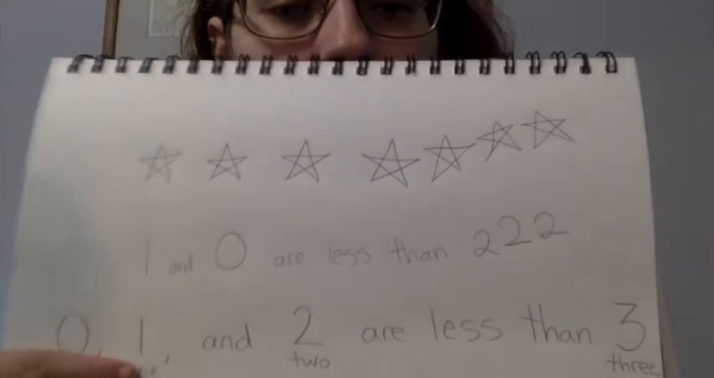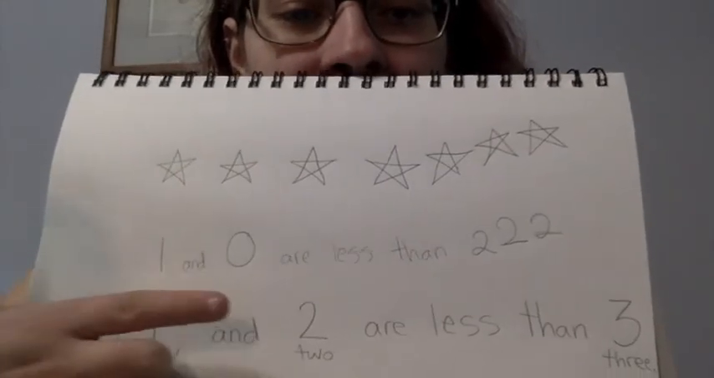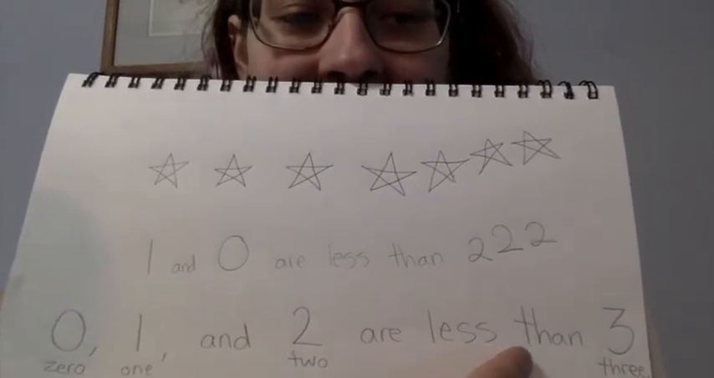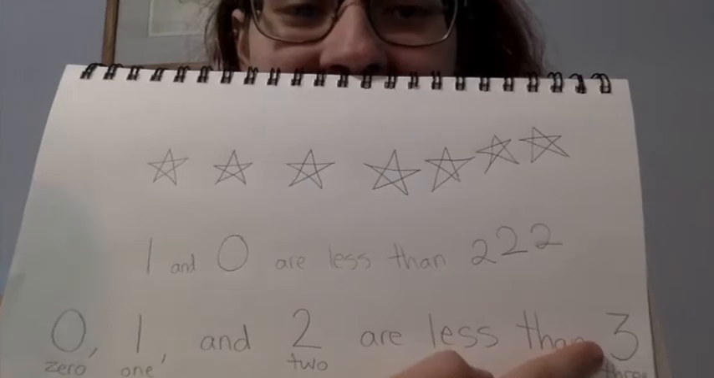0, 1, and 2 are less than 3. Okay. I'm going to give you a really big number. Find a number for me that is less than 5. Oh, I'm going to give you some time to think about this. And if you want to find all of them, you can always write them down yourself because I don't think we have that many fingers.